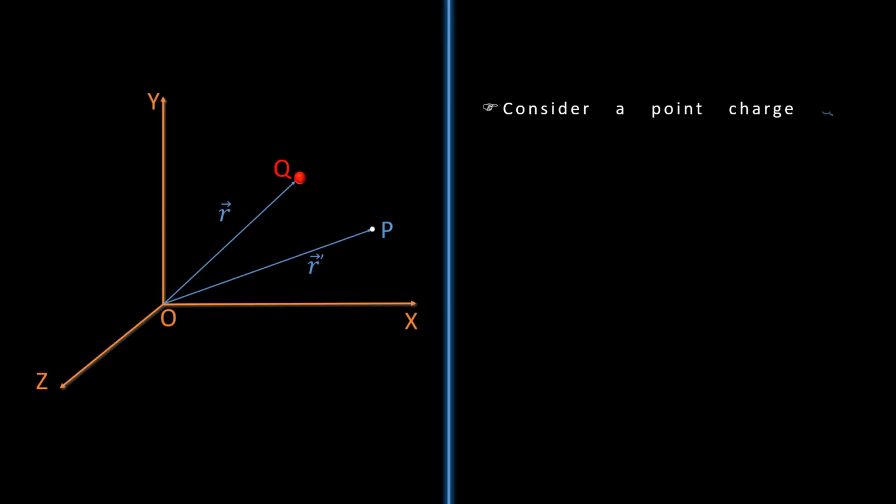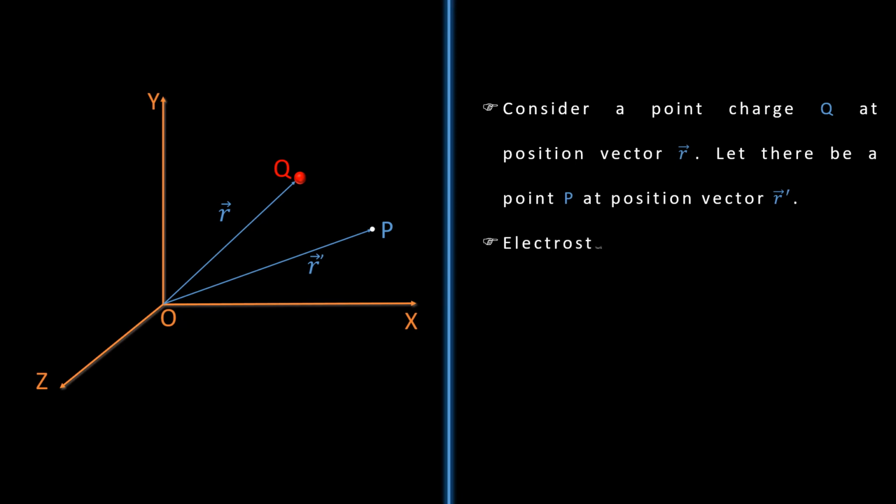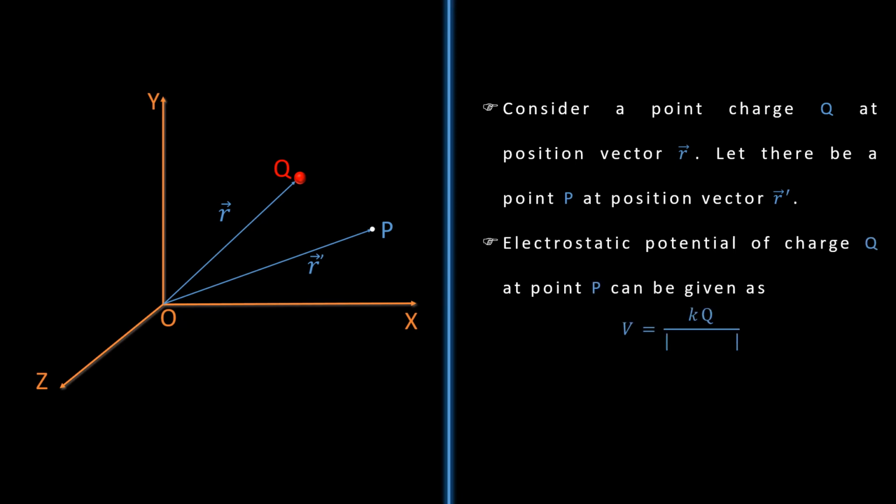So for this situation, electrostatic potential can be given as kq upon distance, which is r prime minus r, or r minus r prime, makes no difference as long as you consider mod. So this is how we can express electrostatic potential of any charge at given point.